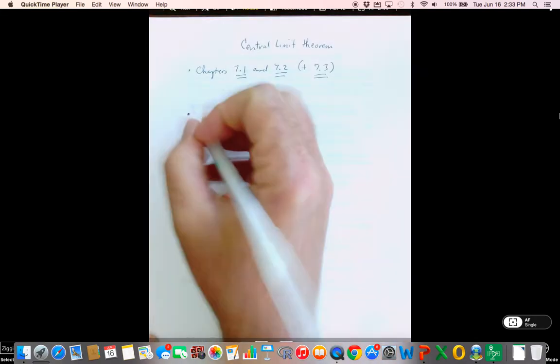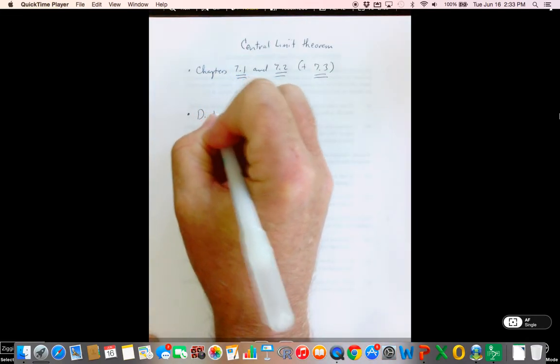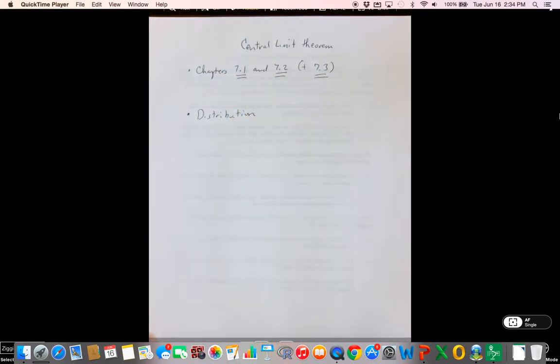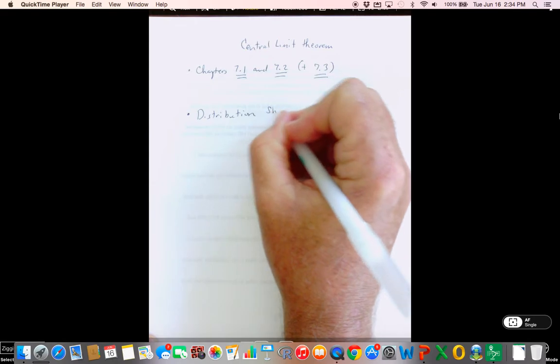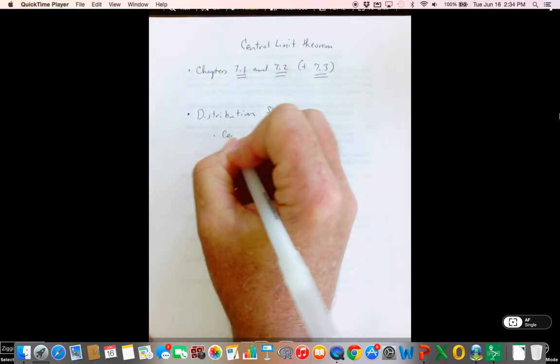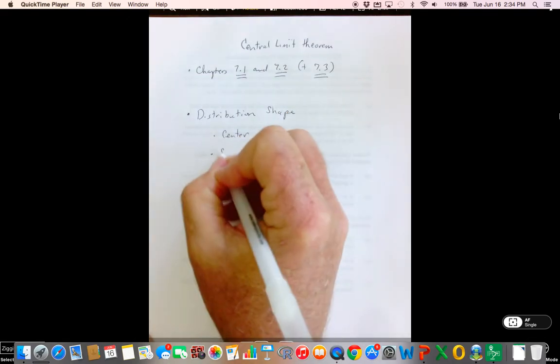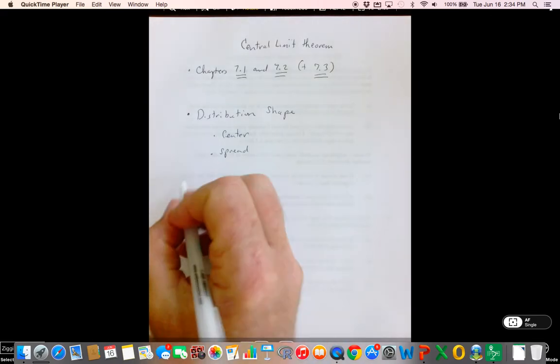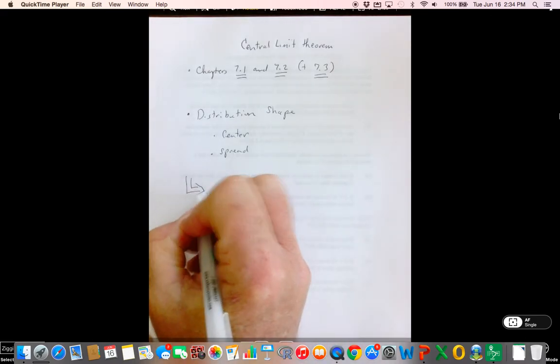In statistics, the word distribution, or more specifically for us, distribution shape, tends to play an important role. And in conjunction with the distribution shape, we like to be able to define appropriate center and spread statements. Now, this is exactly what we did with the normal distribution.